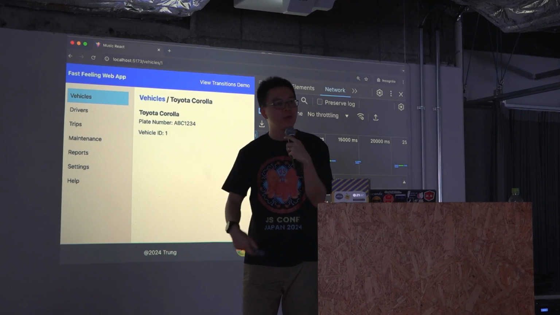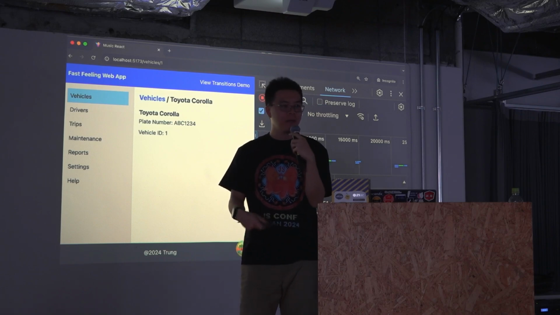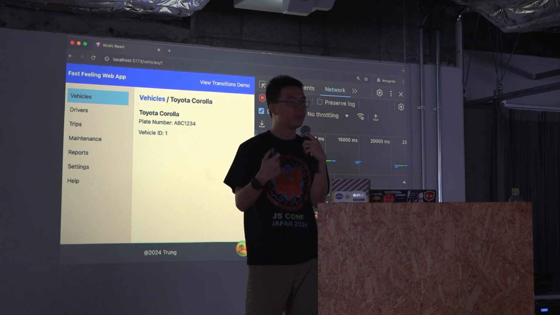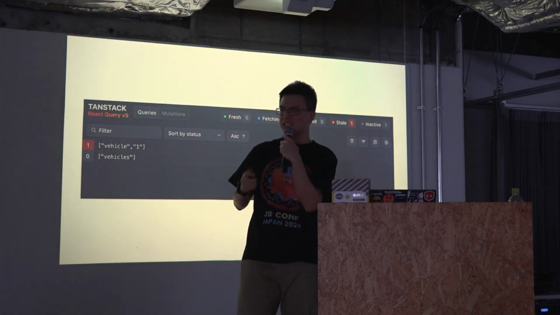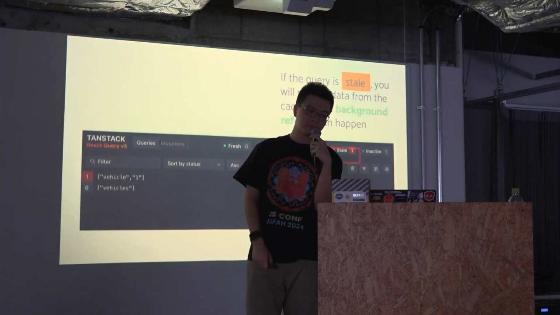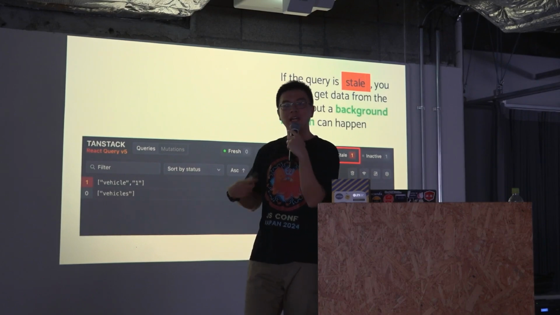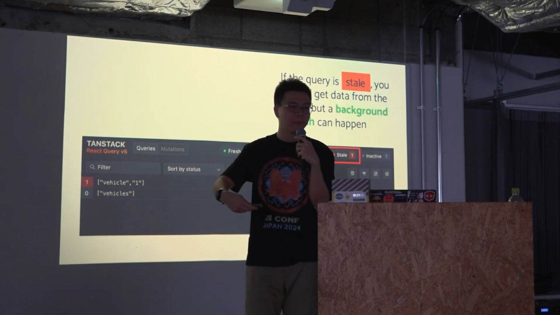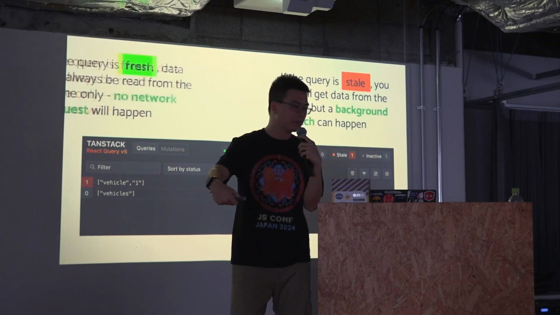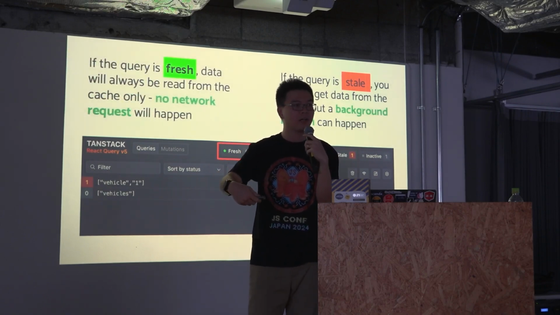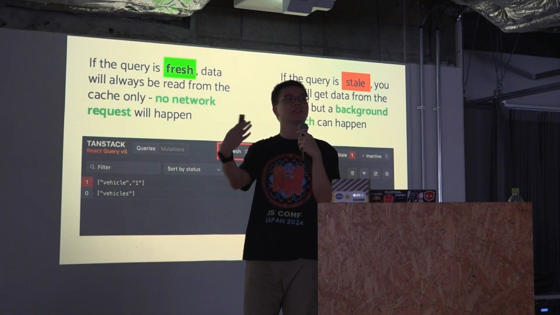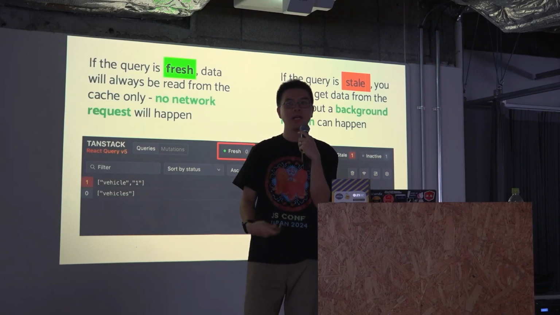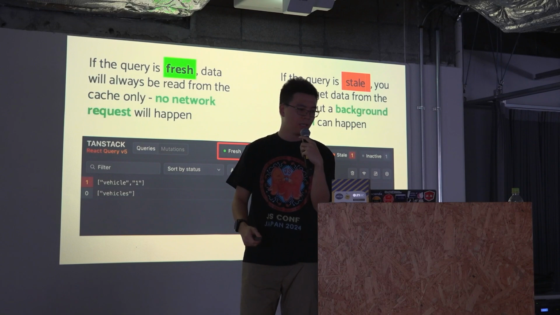So it is still showing you the data from the cache, but at the same time it makes a background request to get the fresh data. In React Query they call it stale data, where you still get the data from the cache, but the API request can still be happening. It is the opposite of what we call fresh data, where the data can just be returned from the cache itself. No extra API call is being made.